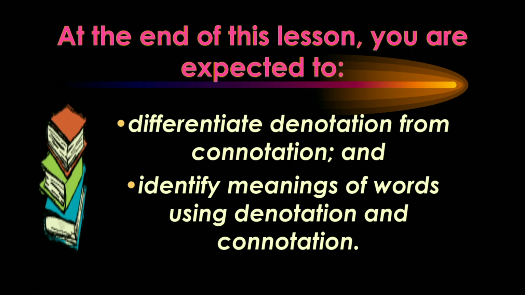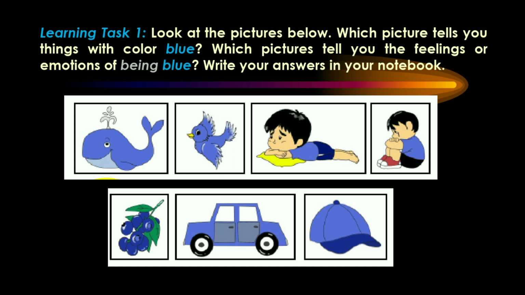So at the end of this lesson, you are expected to, number 1, differentiate denotation from connotation. Another is to identify meanings of words using denotation and connotation. Let's start with learning task number 1. In this learning task, you're going to tell which picture is color blue and which picture tells you emotions of being blue. Okay? I'll give you 1 minute to process your answer. Go.